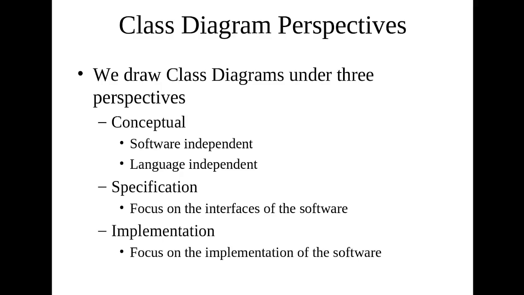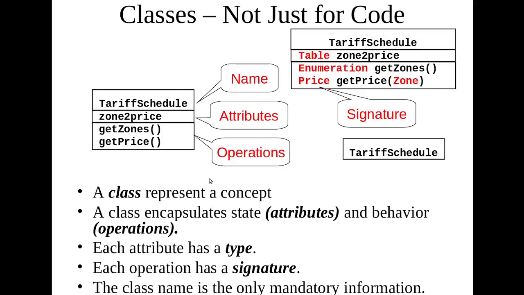So this is a good way to describe the overall architecture of your system. Now, see a few things that we should understand. What are the perspectives? There can be three different perspectives. One is the conceptual perspective, which should be independent of software and independent of the language. You will have a class, whatever the attributes and functions will be, and it should not be written in any particular language. Then the specification perspective focuses on the interfaces of the software. The implementation perspective says to focus on the implementation of the software.